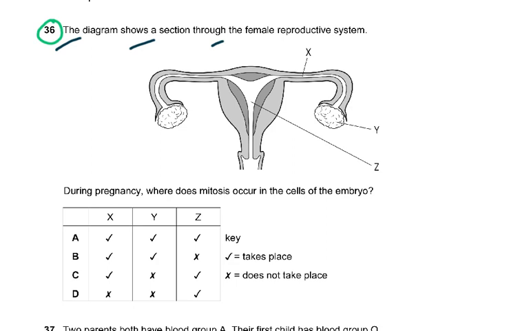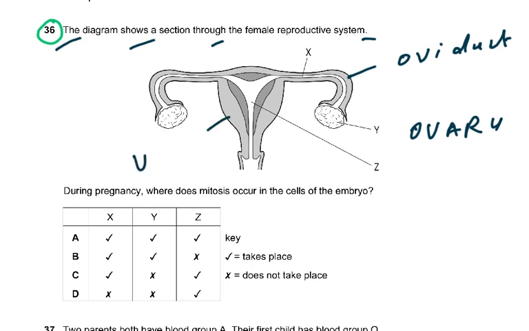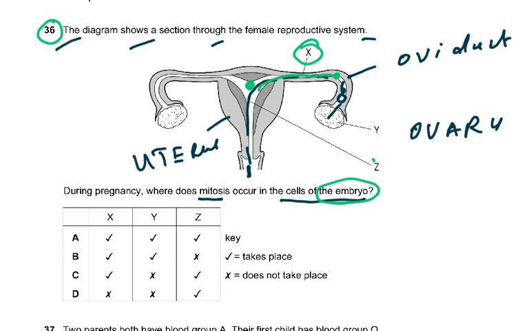The diagram shows a section through the female reproductive system. You can see these are the ovaries, then this is the oviduct, and then this is the uterus. Now the question they've asked is, during pregnancy, where does mitosis occur in the cells of the embryo? So the ovum is released, which is haploid, produced by meiosis. The sperms are deposited here, travel all this way and fertilize this. When fertilization takes place, a zygote is formed. This zygote divides by mitosis and sinks into the uterus. Then mitosis continues and it develops into an embryo and then a fetus. So where does mitosis occur in the cells of the embryo? It will start in the fallopian tube and in the uterus.